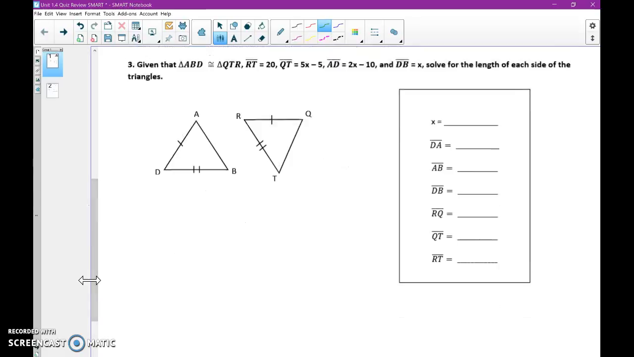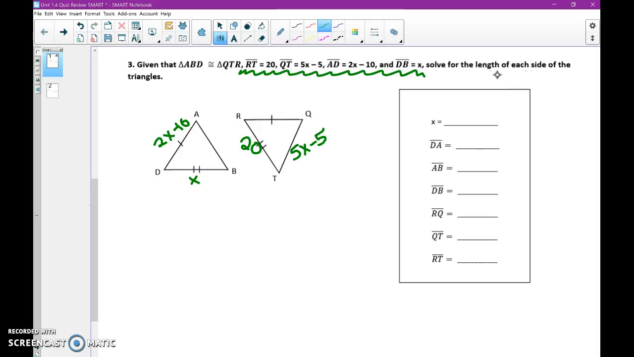Number 3 is a little bit more in depth than we might have practiced, but you're still using the same concepts we talked about when we did corresponding parts of shapes. First thing you need to do is fill in your picture with all this information. RT is 20, so mark that side as 20. QT is 5x minus 5. AD is 2x minus 10. And DB is x. Okay, so I filled in all my information.